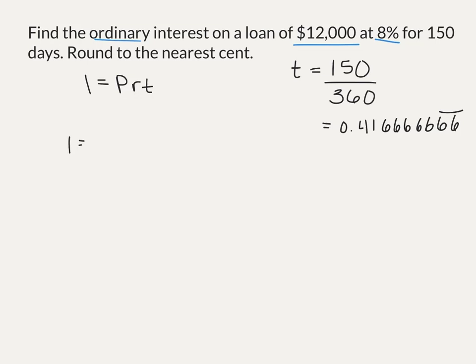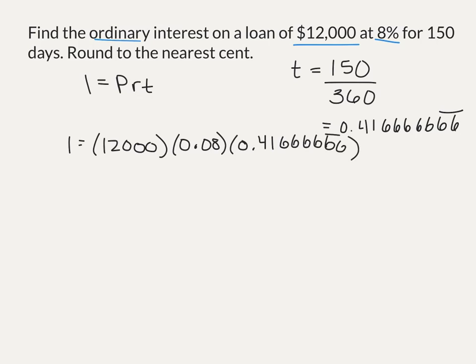Now we'll just plug the values into the formula to solve. So I equals 12,000 times 0.08 times the decimal 0.41666 repeating. And that bar on top of the sixes represents that it goes on forever. We'll multiply 12,000 by 0.08 to get us a value of 960.